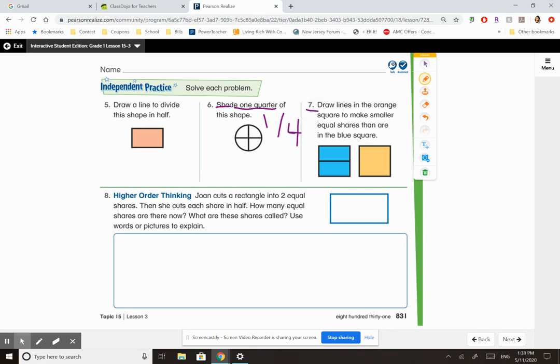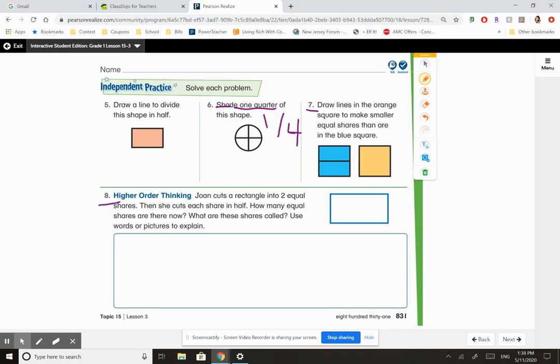Number 7, they want you to draw a line in the orange square to make smaller equal shares than the blue one. Okay, so they want you to make smaller pieces for people to eat than this one. This one, two people will eat these giant pieces. For this one, they're like, we have more than 2 people. Can you make smaller shares for us?